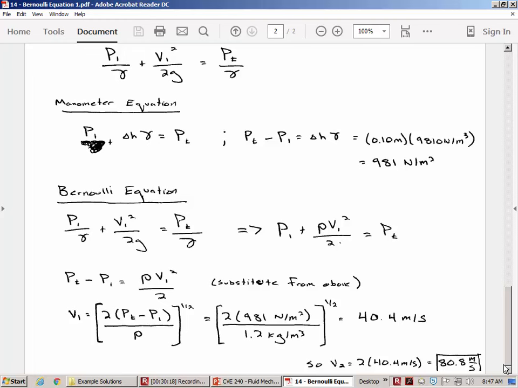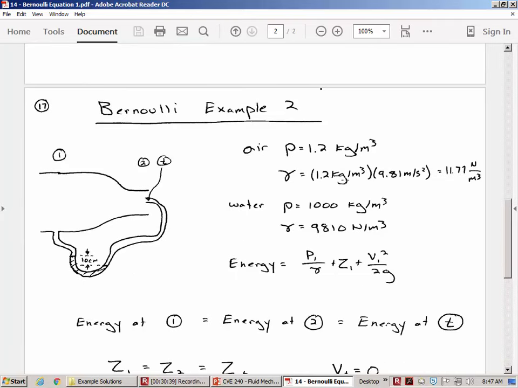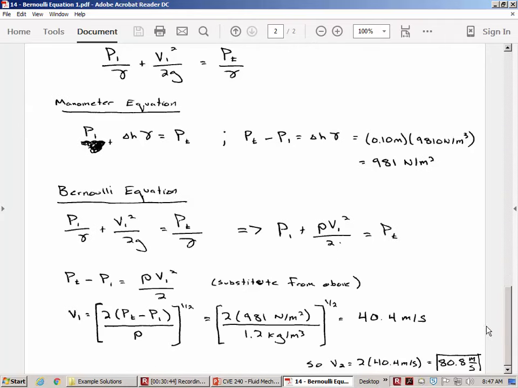So, you know, the algebraic steps you go through may be different from this, but in the end, what you're looking for is you need to remember to substitute in here the density, or depending on what form you're solving, the gamma of air. And so the density of air is 1.2 kilograms per cubic meter. If you did it in terms of the gamma, it should be 11.77 newtons per cubic meter, the unit weight of air. So 40.4 meters per second. How many people got that? A lot of people. Good.